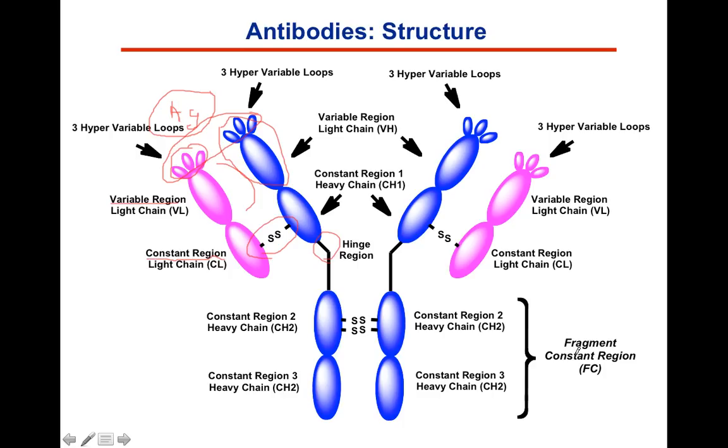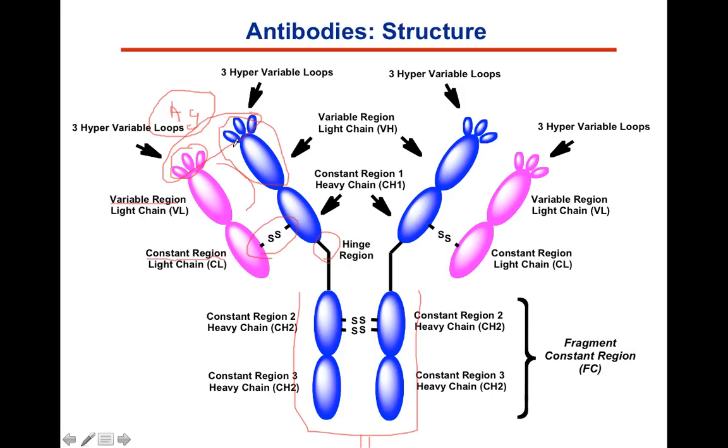Now this is referred to as the fragment constant region because this area is a ligand that can bind to receptors. There are receptors on cells for the Fc region in order to recognize and bind to them. We'll see why that's important later, but that recognition is really important.